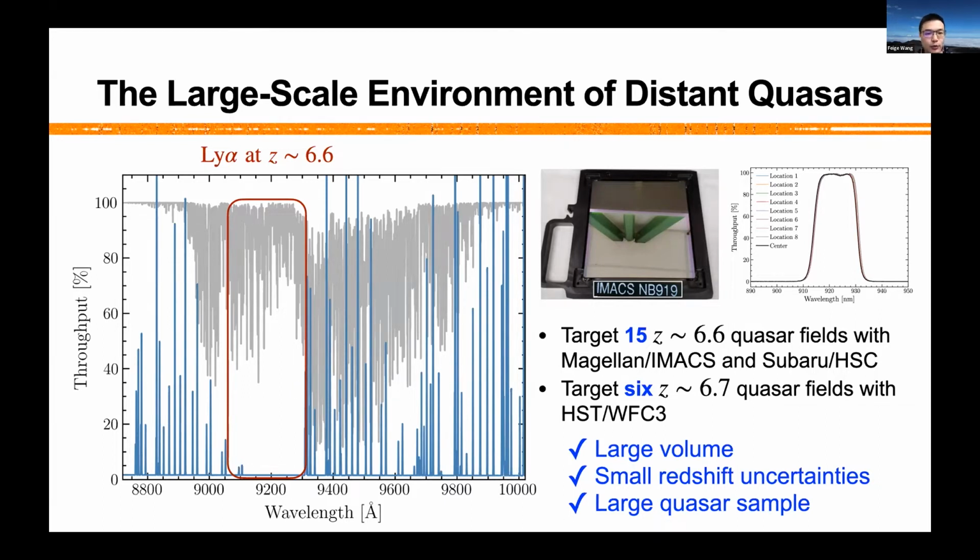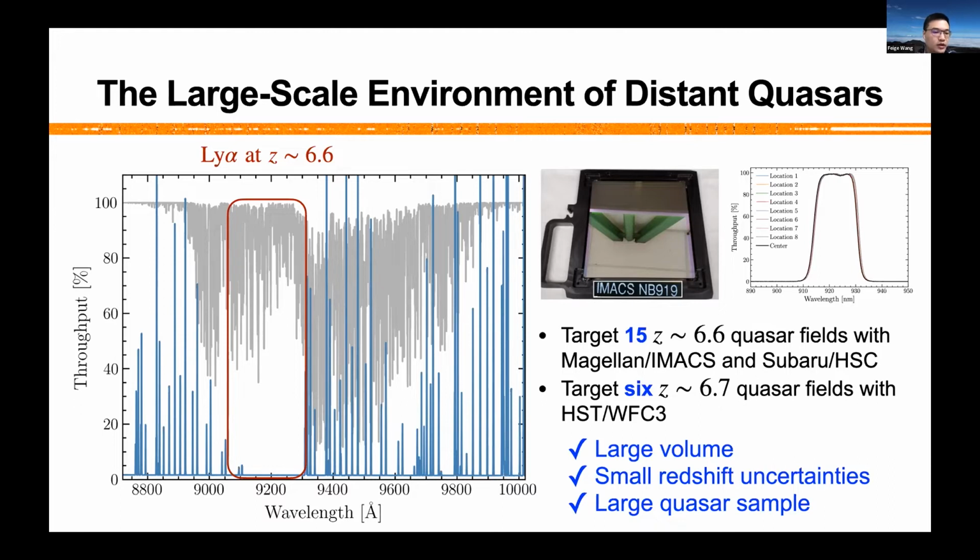We selected a sample of redshift 6.6 quasars and are trying to use narrowband to select the Lyman alpha emitters around the quasars. The benefit of Lyman alpha emitters is they have very small redshift uncertainties compared to the Lyman break galaxies. So you can directly pick up the galaxies physically associated with the central quasar. We are also targeting the 6 quasars at redshift 6.7 with SST. So these observations will cover a large volume and provide small redshift uncertainty of the selected galaxies. And we are trying to cover a large quasar sample to guard against cosmic variance.